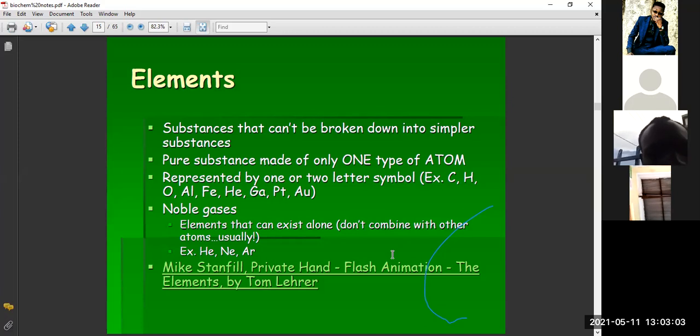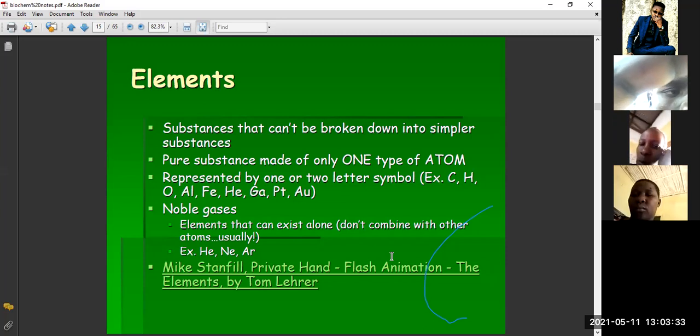So these are the examples given of pure substances made of only one type of atom. These are the ones you come across. We have carbon, hydrogen, oxygen, aluminum, iron, helium, gallium, platinum, gold.